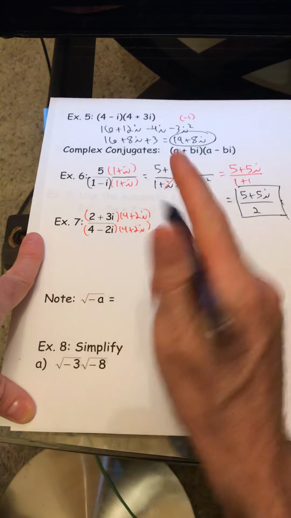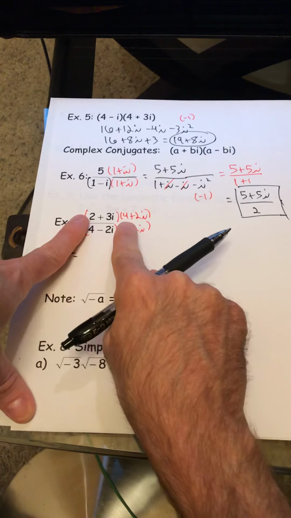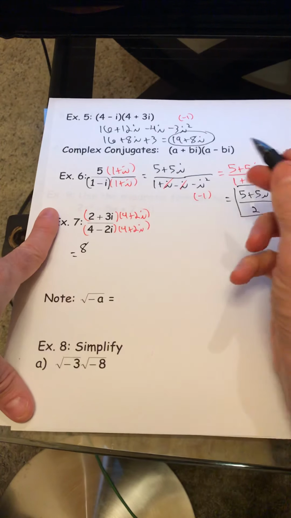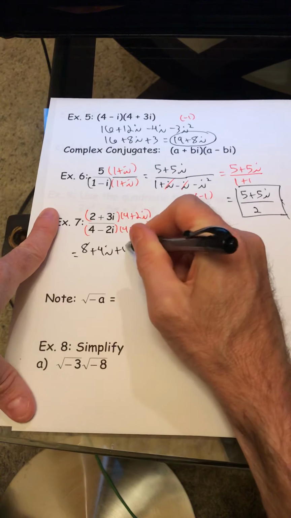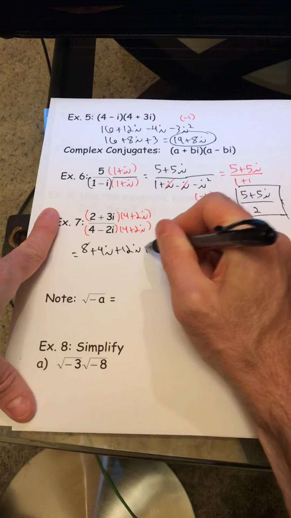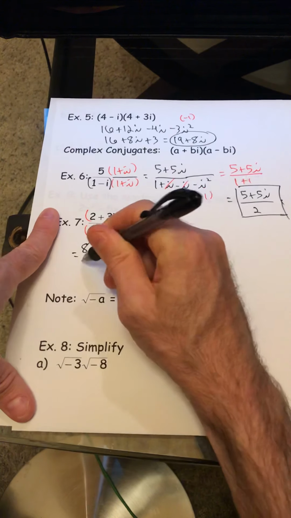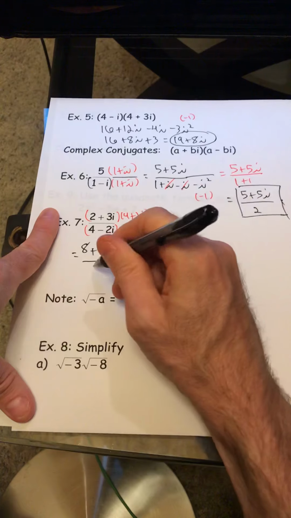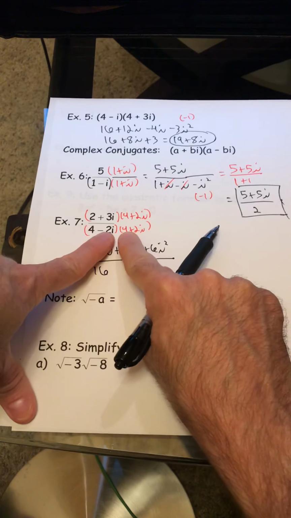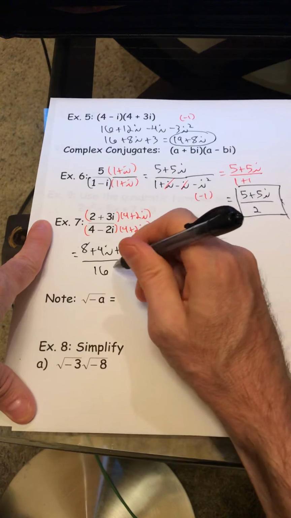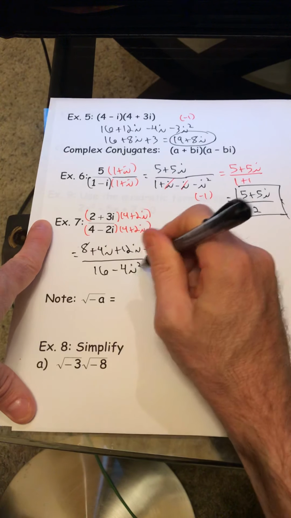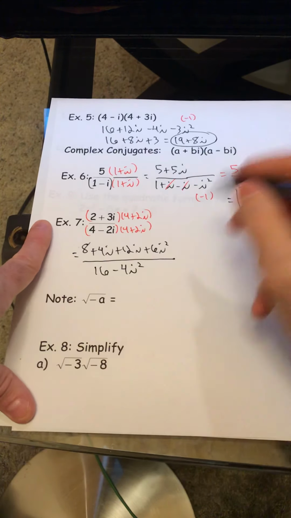So, as far as this one goes, we'll FOIL out the top. So 8, 4i, 12i, 6i squared. The denominator, 16. Again, I'm not going to actually show the minus, and plus 8i's canceling out, minus 4i squared.